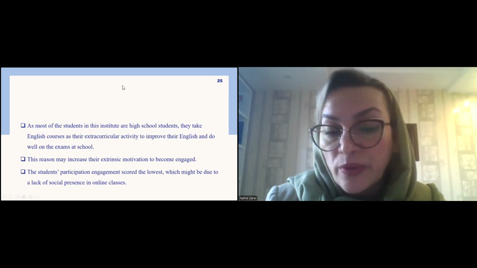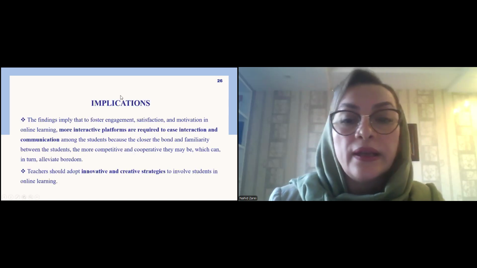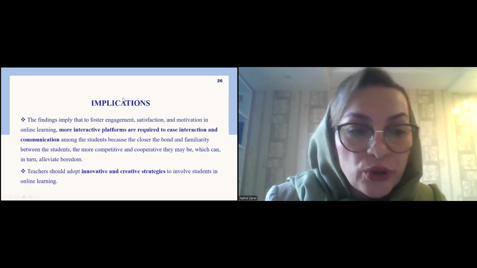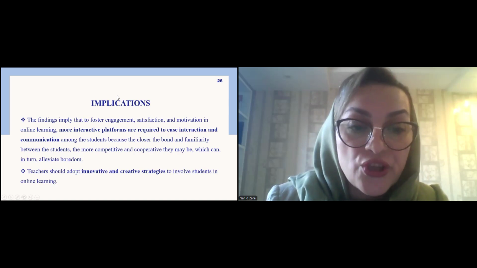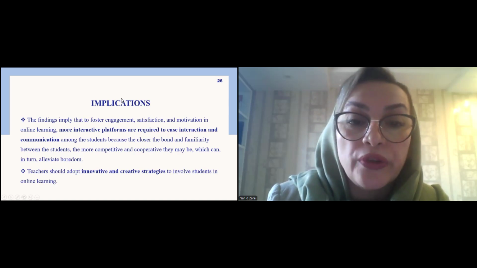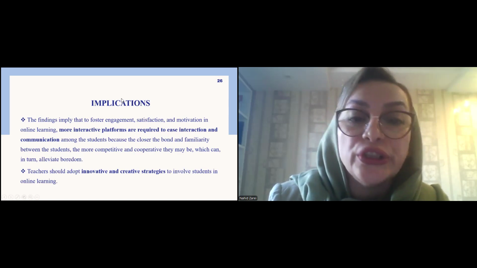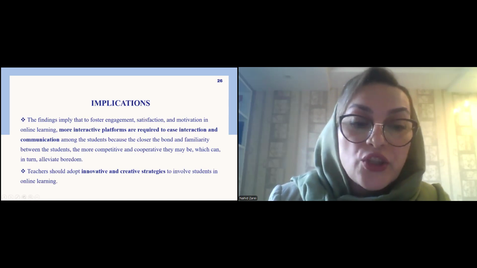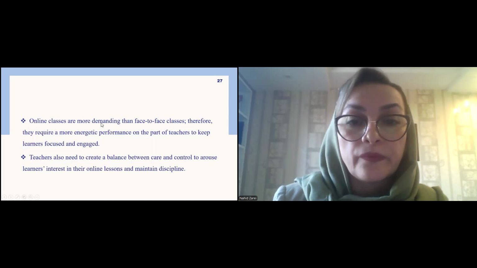The students' participation engagement scored the lowest, which might be due to a lack of social presence in online classes. The findings imply that to foster engagement, satisfaction, and motivation in online learning, more interactive platforms are required. Ease interaction and communication among the students, because the closer the bond and familiarity between the students, the more competitive and cooperative they may be, which can in turn alleviate boredom and lead to more engagement and involvement. Teachers should adopt innovative and creative strategies to involve students in online learning.